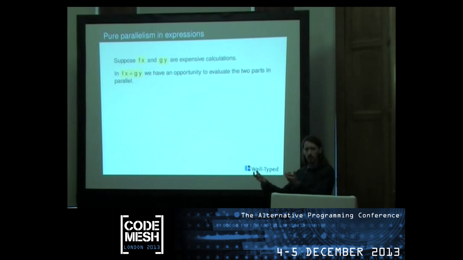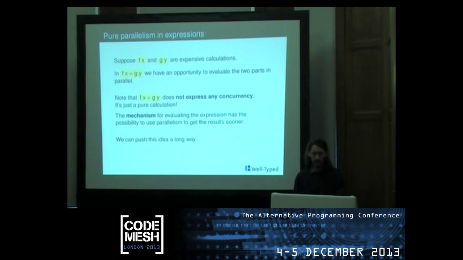So if we have two computations, call f on x and g on y, and if those are relatively expensive, they take a long time to evaluate, then if we take the sum of f x and g y, we have an opportunity to run these two things in parallel and then do the addition at the end, right? And I think you'd agree that, like the SQL, this expression does not express any concurrency, but we can evaluate this in parallel if we have a mechanism for doing that. And you can see how that might work, right? So we can use the parallelism, get the result sooner, so that we've got parallelism without concurrency.